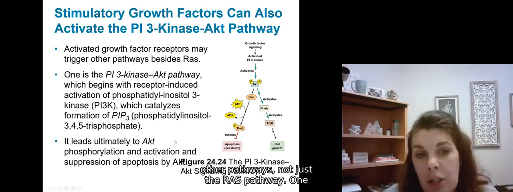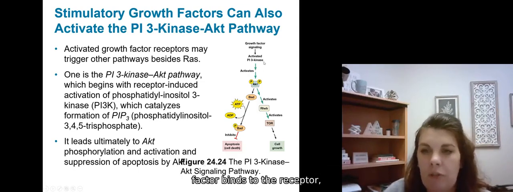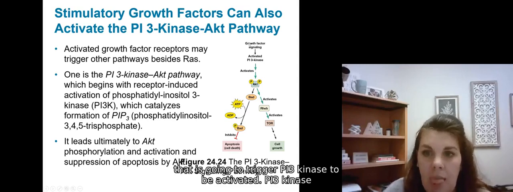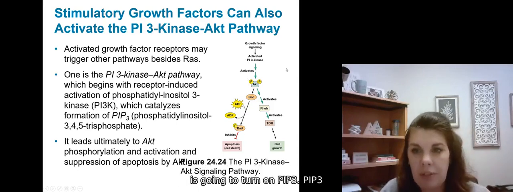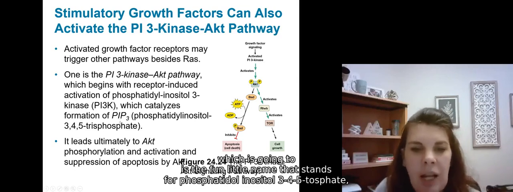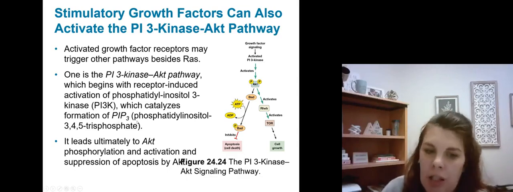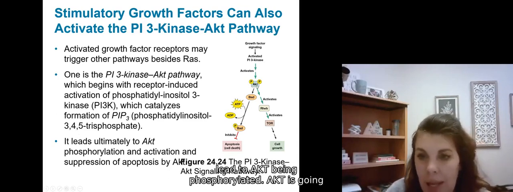Activated growth factors also can go through other pathways, not just the RAS pathway. One of them is this PI3-Kinase AKT pathway. So when the growth factor binds to the receptor, that is going to trigger PI3-Kinase to be activated. PI3-Kinase here stands for phosphatidylinositol 3 kinase, but PI3-Kinase is sufficient. PI3-Kinase is going to turn on PIP3. PIP3 is a fun little name. That stands for phosphatidylinositol 3,4,5 phosphate, which is going to lead to AKT being phosphorylated.